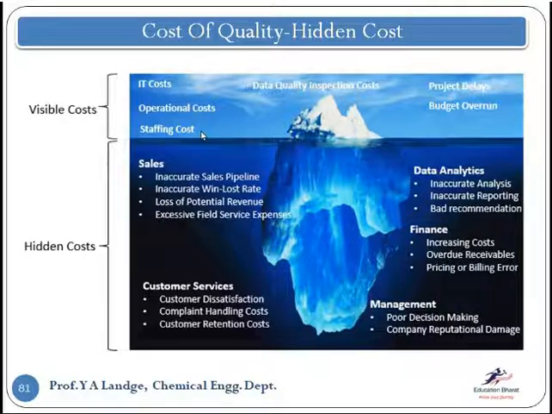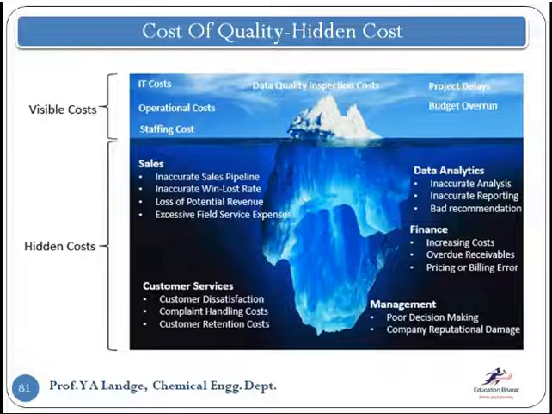Staffing cost, the workers' wages and all. Data quality inspection cost, we inspect the things, and for that we also spend a certain amount. Project delays, sometimes we know there is a project delay, and because of that we take that part. A budget overrun, many times there is a budget overrun just because of the project delay, and that we also know about. This is the visible costing.